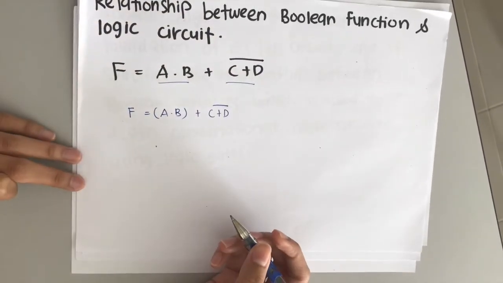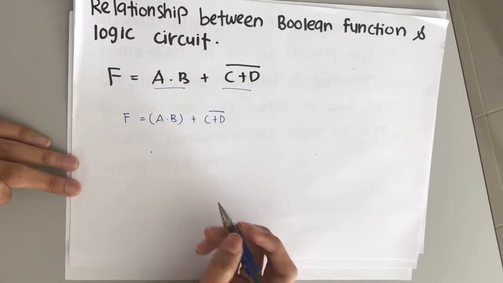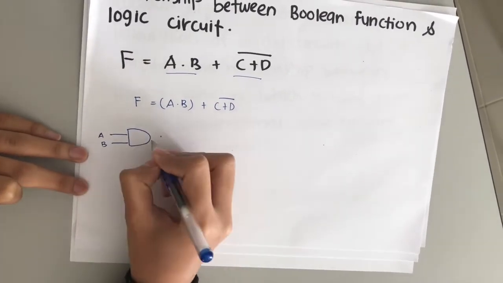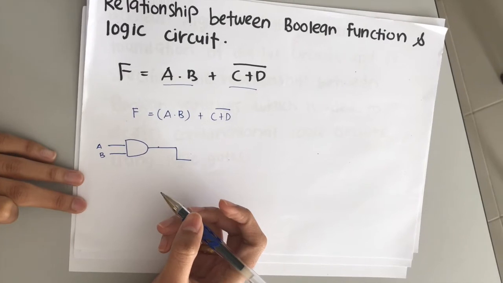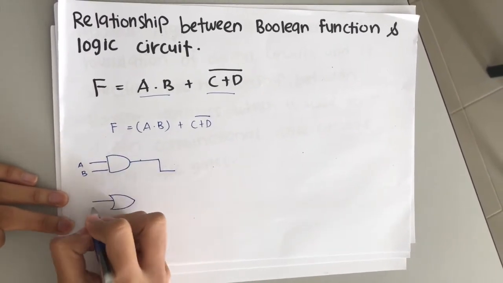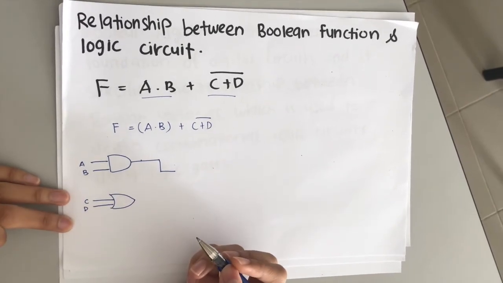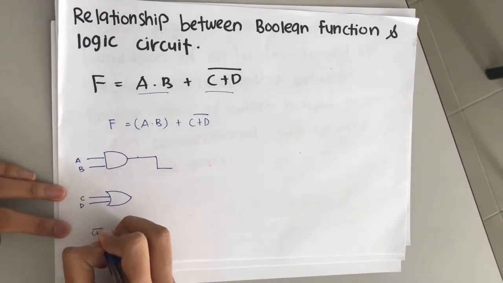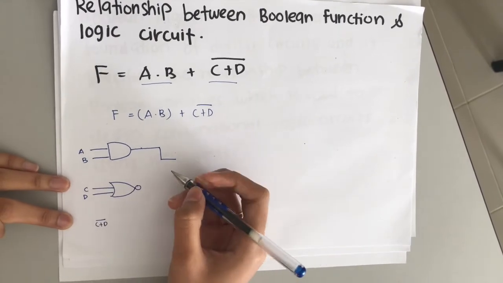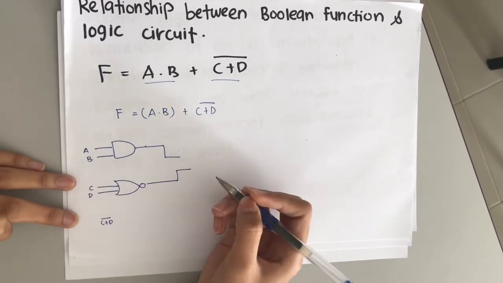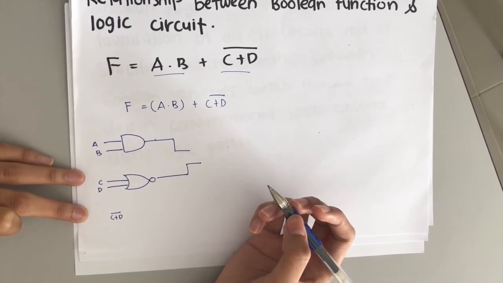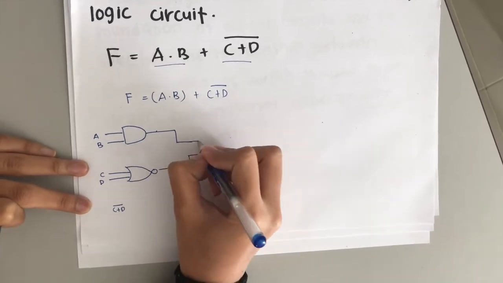Okay, let's do it. We use the AND symbol, which is multiplying A and B. Then we should use the OR symbol to plus C and D. But the equation said C plus D naught, and we should make it a NOR symbol by adding a small circle. Lastly, between A dot B and C plus D naught, we should plus by using the OR symbol, and we get F for the output.